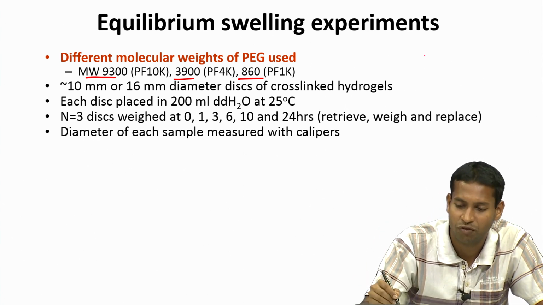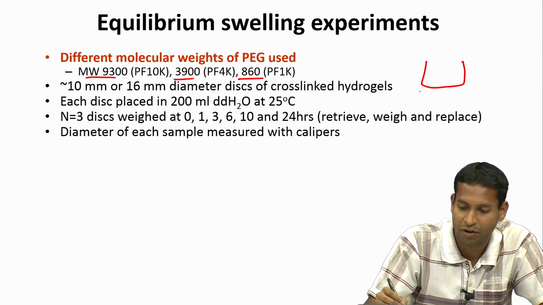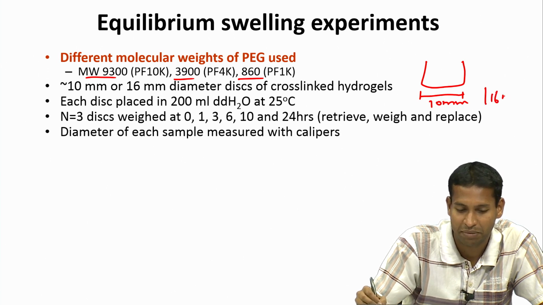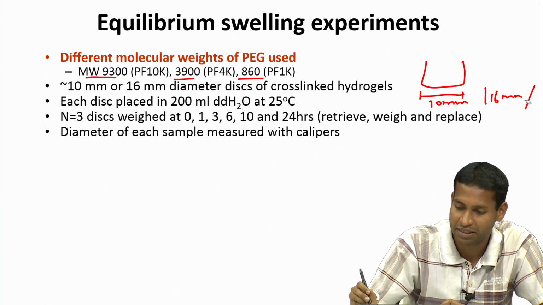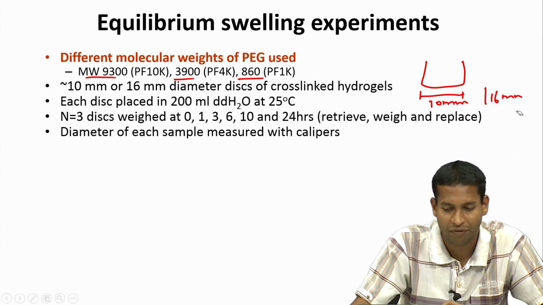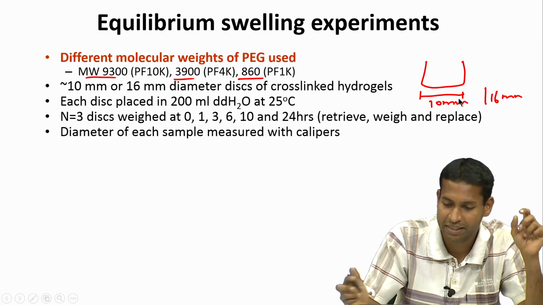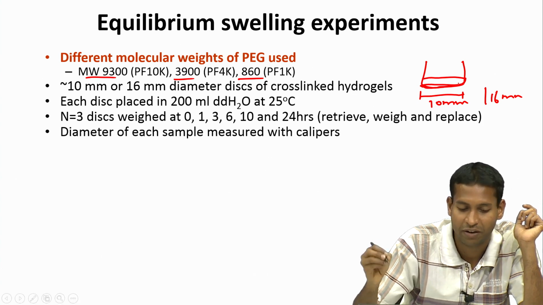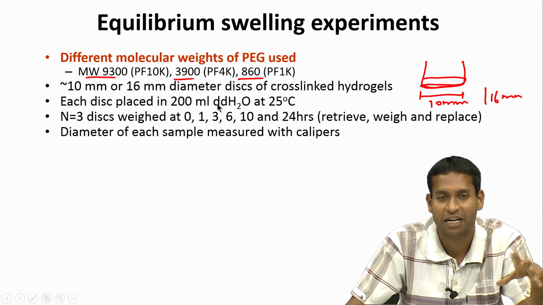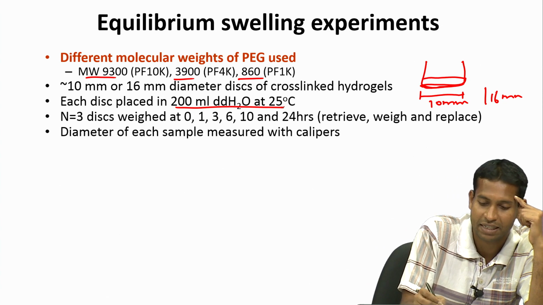And then, to form the gel, they used these cell culture plates, which typically have wells, and depending on how big that cell culture plate is, these wells can be 10 millimeter, 16 millimeter, or something else. In this case they used 10 and 16 millimeter discs, and once they have formed it, that is the relaxed state. Now the hydrogel acquires whatever shape was there, and this is a disc shape. So, they took these discs and placed them into a relatively very large volume of water, compared to the gel size, at 25 degrees Celsius.